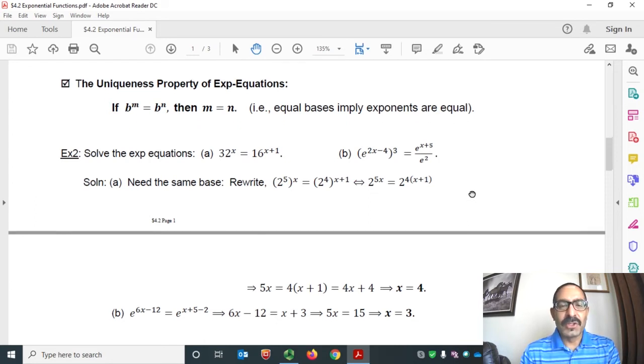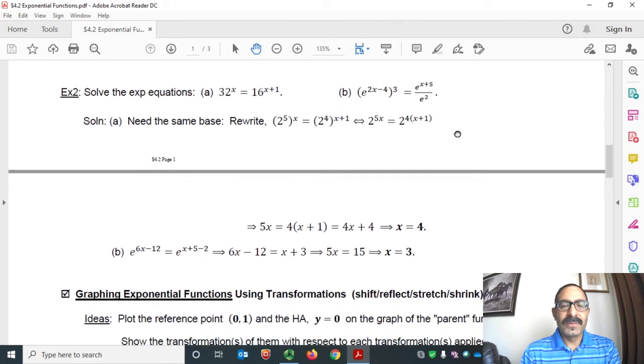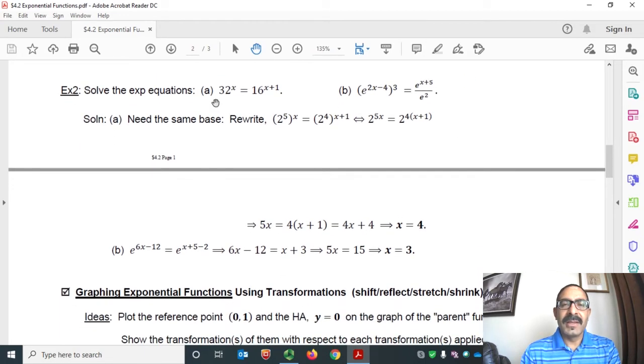Let's do example 2. Solve the exponential equations. Part A, 32 raised to the power x equals 16 raised to the power x plus 1. And in part B, this is the natural exponential function equation. So let's begin the solutions.